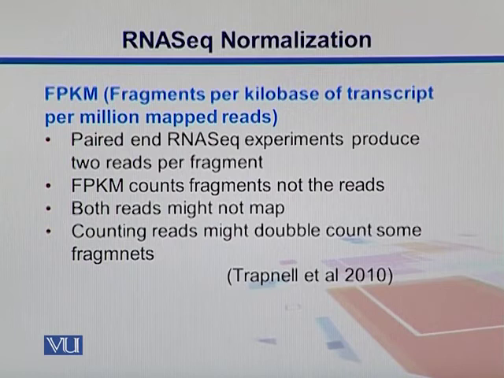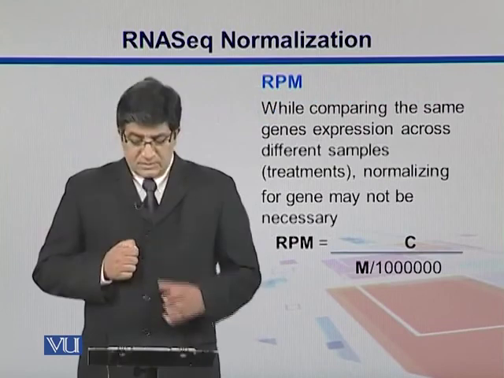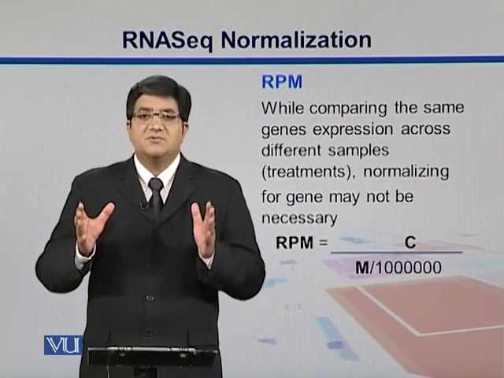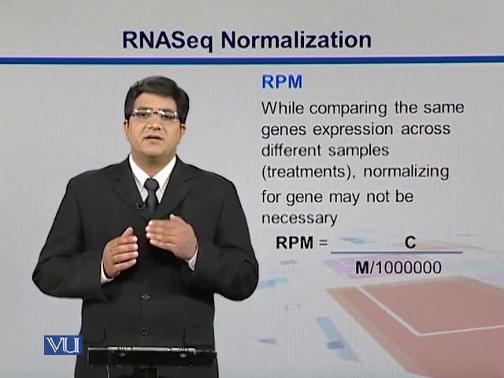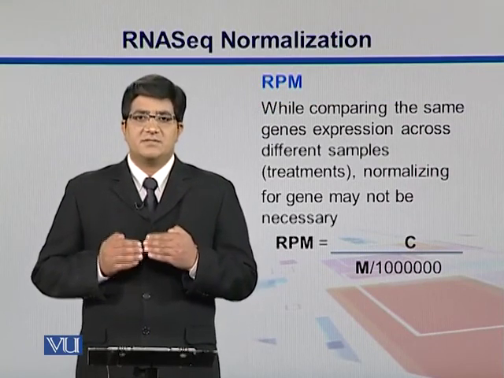Sometimes FPKM counts fragments here in this example. So they are not counting actually reads. And in some situations both reads might not map. If we count the reads, that might double the counts of some of the fragments. So in order to compare these two situations, or in order to control that lingo, they use the word fragments per kilobase of transcript per million mapped reads rather than RPKM or reads per kilobase of transcript per million mapped reads. Most of the times, while we are doing differential gene expression studies, we are taking the same gene and we are comparing across different treatments.